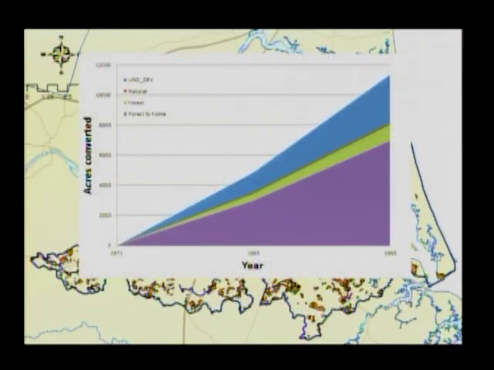So what's filling it in? This is all of that change from 1971 to 2000. And 61% of that is changed from a forested lot to a home. So, reinforcing what I was trying to say before, we're kind of hurting what we love.